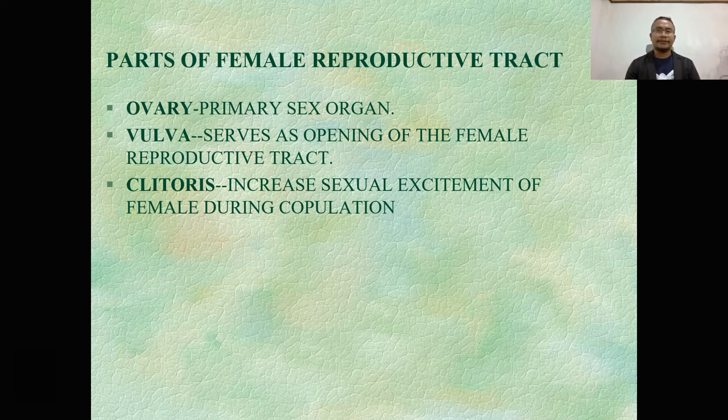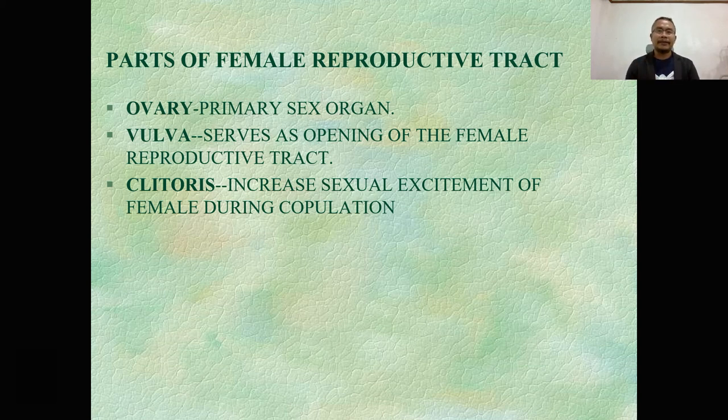Okay, next is the clitoris. If the male animal has a penis as an erectile organ of the male reproductive system, the female has the clitoris. It can be found at the upper middle part of the vulva. As I have said a while ago, another purpose of having a pause in the push and pull movement of the penis during copulation is to motivate the clitoris. Because once the clitoris is motivated, it will increase the sexual excitement of the female during copulation.